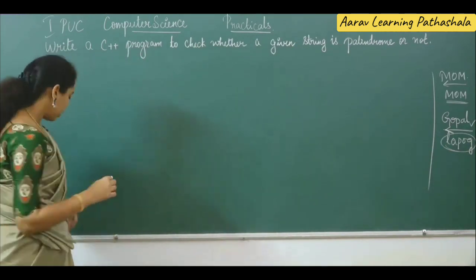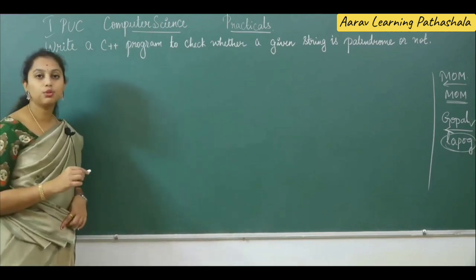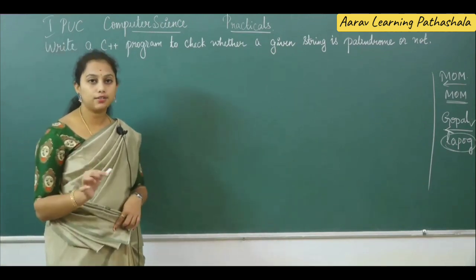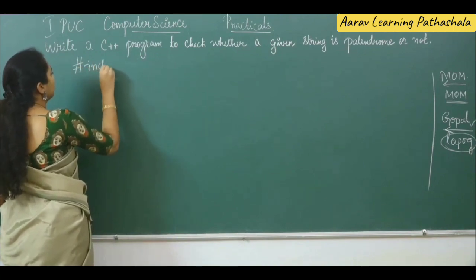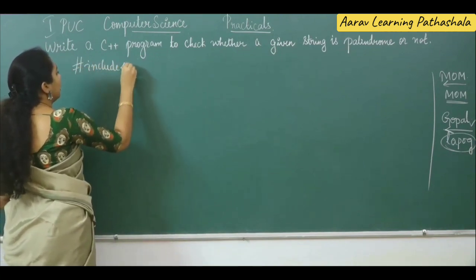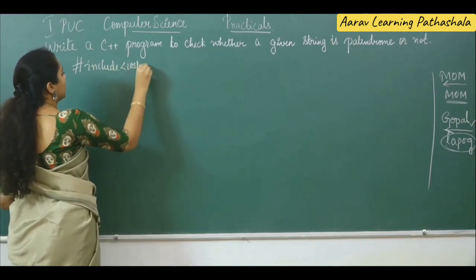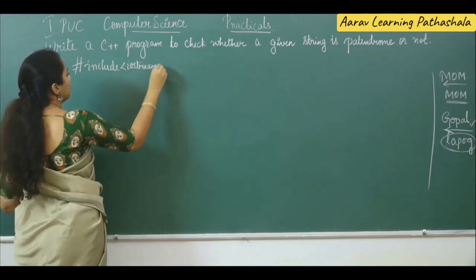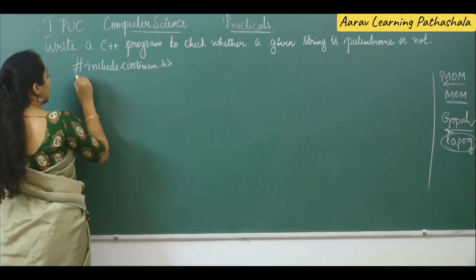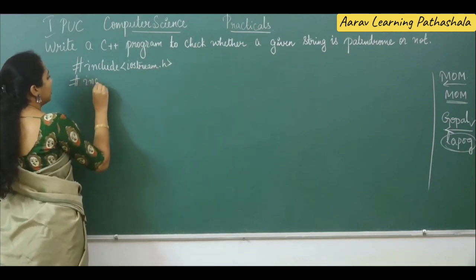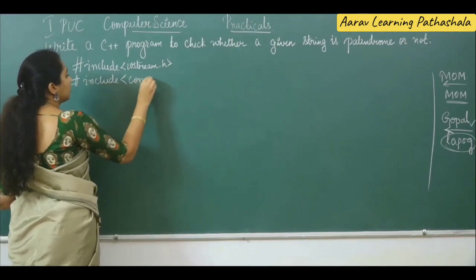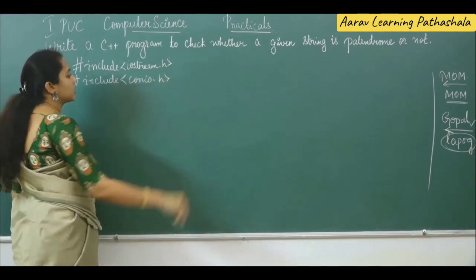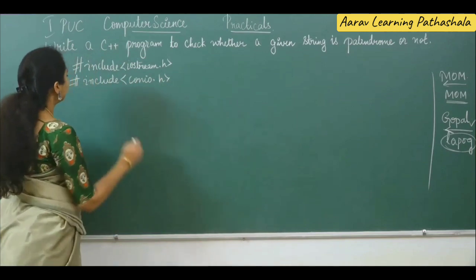So what is the first step? First step, we have to include the required header files. That is #include iostream.h. This header file is a supporting file for cin and cout. And the next header file is #include conio.h. It contains basic functions like clear screen and getch.